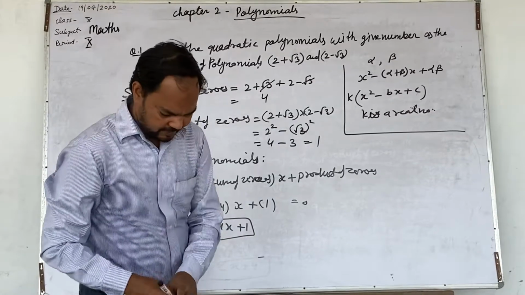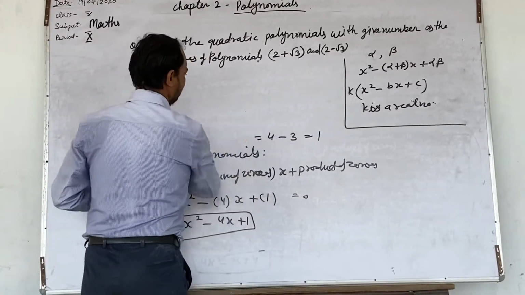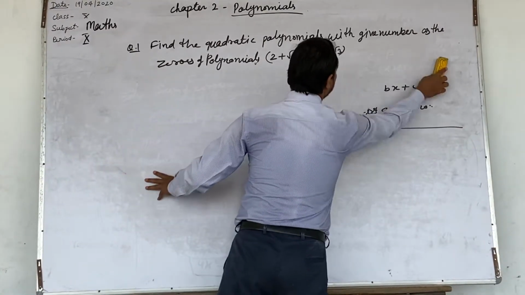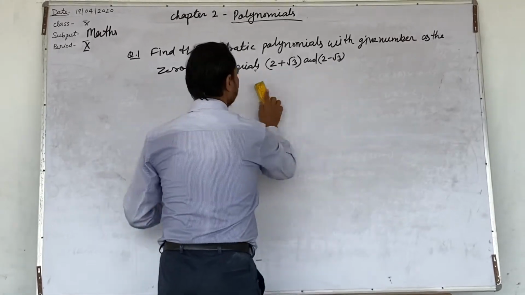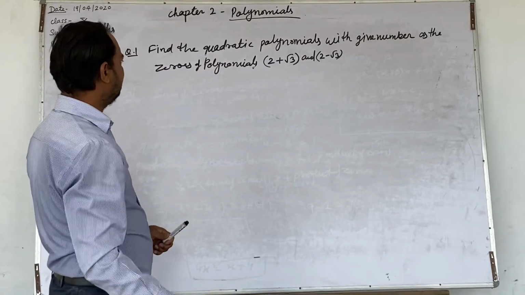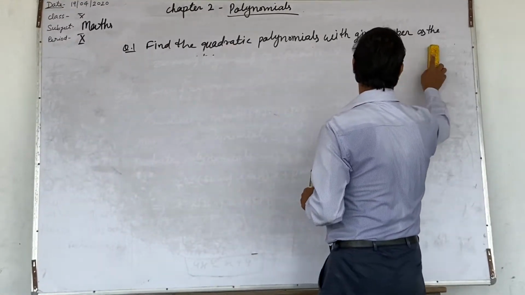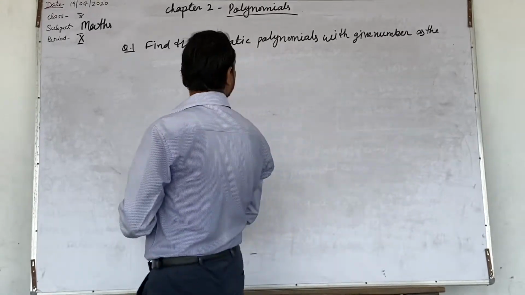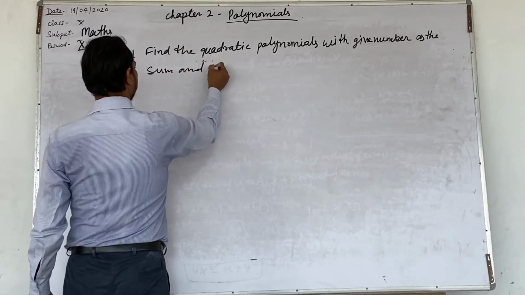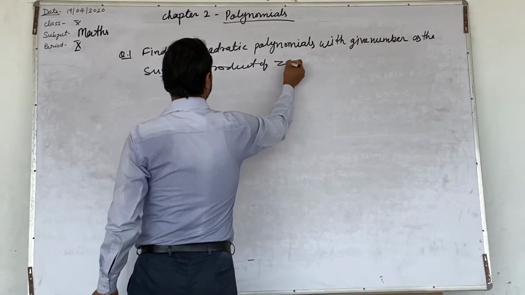Now one more thing. First of all, note the homework. Then we will go to one more thing which is not from the examination point of view, as NCERT said. Find the quadratic polynomial with given numbers as the sum and product of zeros.